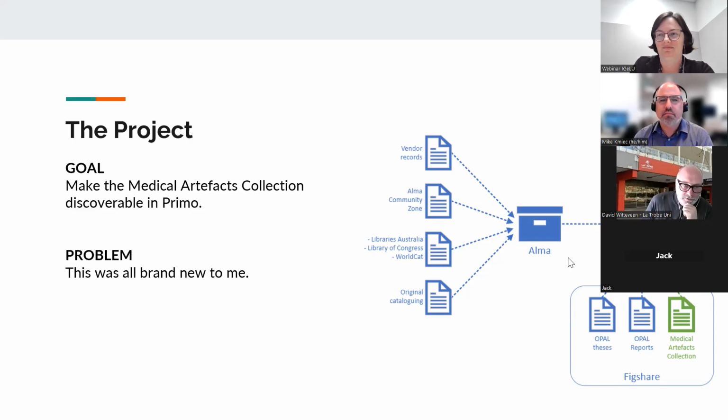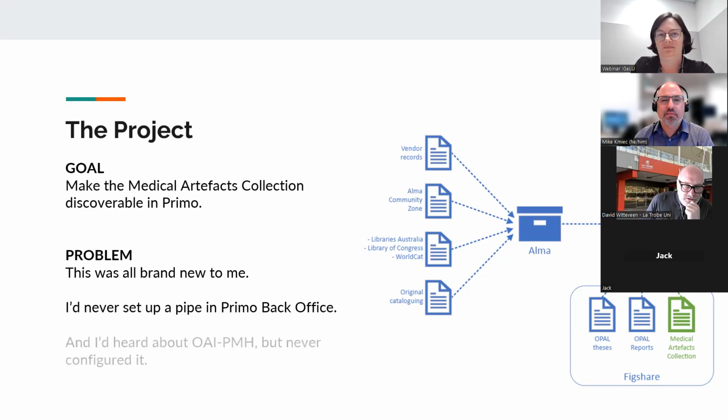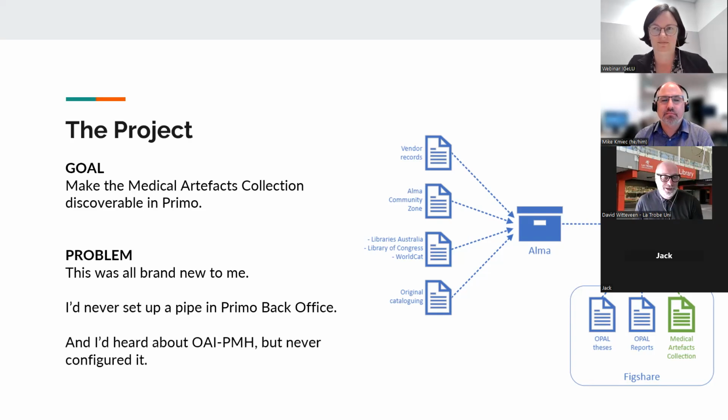So a couple of problems. All of this was brand new to me. This was something I started in the middle of last year, and I'd been at Trove for about 6 months. I'd never set up a pipe in Primo back office. I'd heard about OAI PMH, but I'd never configured it. But the idea was basically pretty simple.